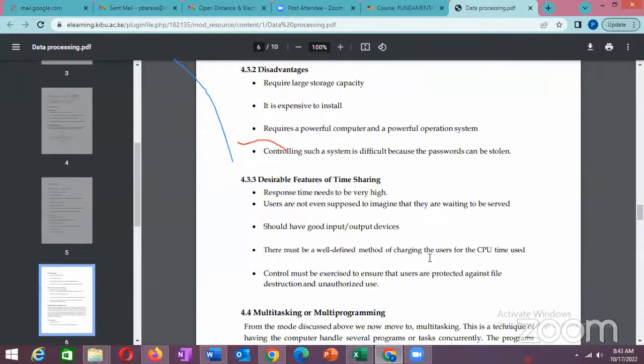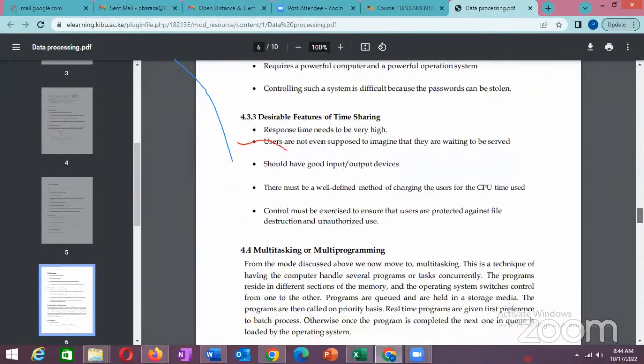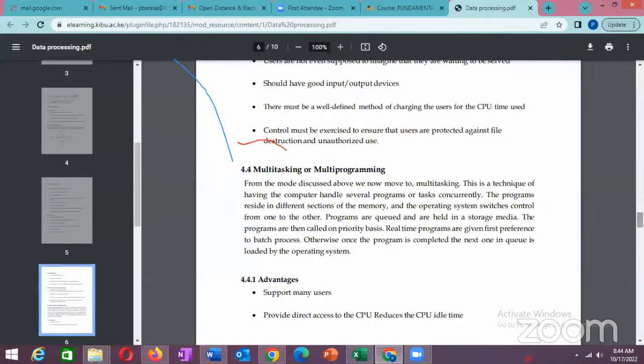So, desirable features of time sharing. Response time needs to be very high. Users are not even supposed to imagine that they are waiting to be served. It should have good input or output devices. There must be a well-defined method of charging the users for the CPU time used. Control must be exercised to ensure that the users are protected against file destruction and unauthorized use. So those are very key things. Then we have what we call multitasking or multiprogramming.